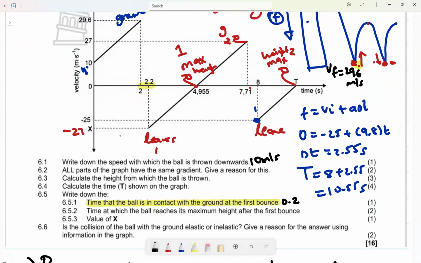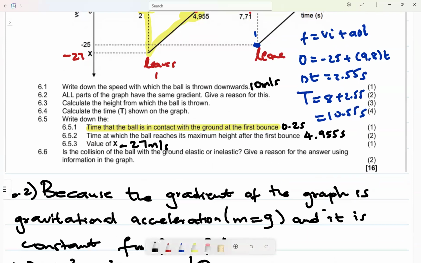Time at which the ball reaches its maximum height after the first bounce. After the first bounce, it reaches the maximum height for the first time. That time is 4.955 seconds. Value x is negative 27. Why? Because if it reaches the ground with 27, it means it left the ground with also 27, but in the opposite direction, meters per second.